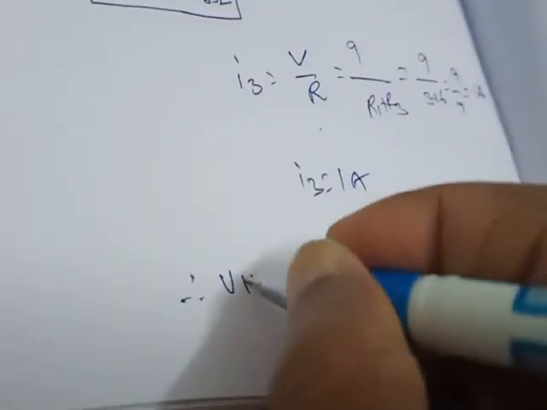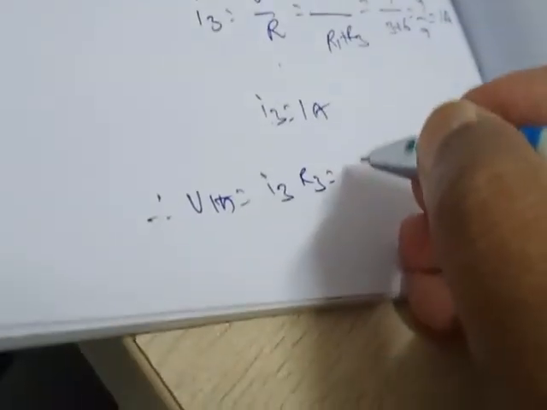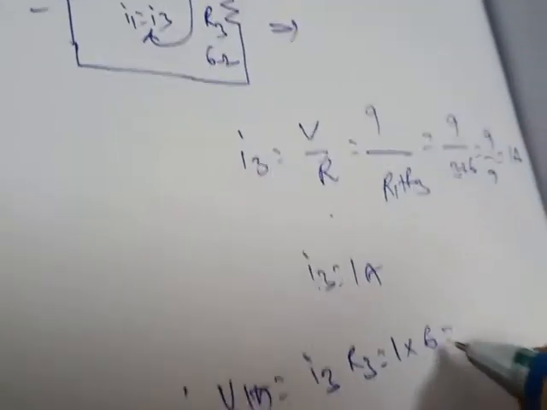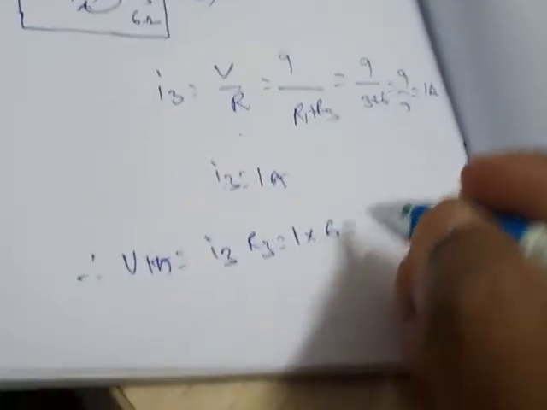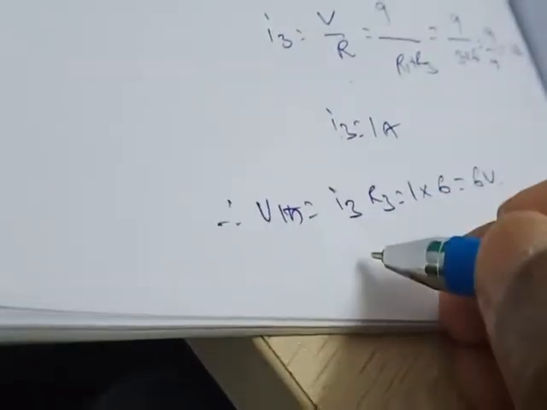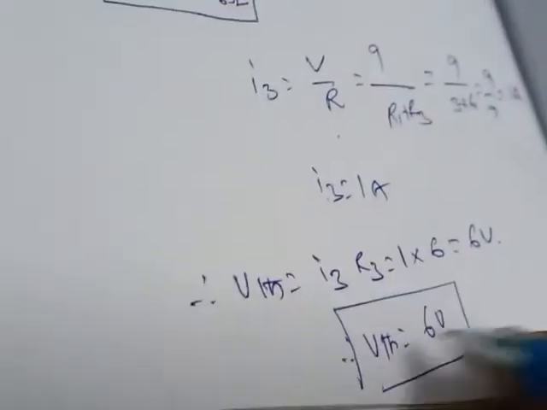So from here you can find out VTH. VTH equals I3 into R3. What is I3? That is 1. What is the R3 value? It is 6 ohms. So VTH equals 1 into 6 equals 6. Unit is volts. Therefore VTH equals 6 volts. This is your step 2.